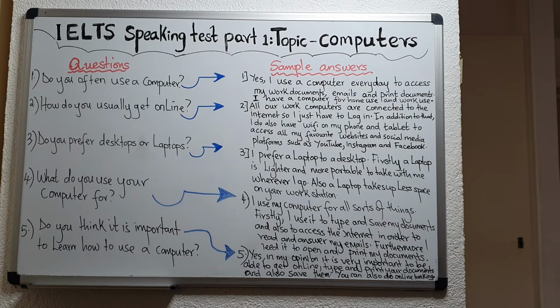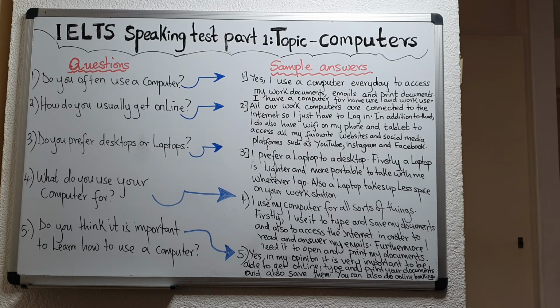So, when the examiner says, what do you use your computer for? Then you may say, I use my computer for all sorts of things. Firstly, I use it to type and save my documents, and also to access the internet in order to read and answer my emails. Furthermore, I need to open and print my documents.